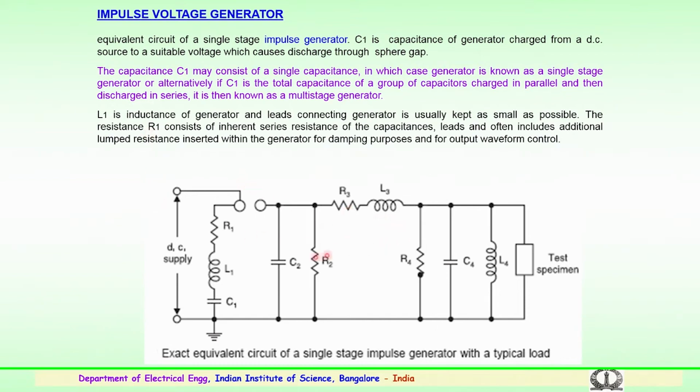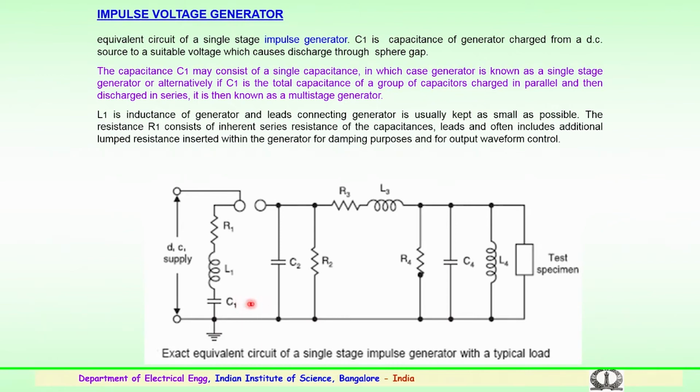Here we can very clearly see C1 is the capacitance of the generator, which is charged from a DC supply to a suitable voltage which is required, and the charge accumulated in the capacitor will be discharged with the help of this sphere gap. So, the capacitance C1 could consist of a single capacitance or a number of capacitances.